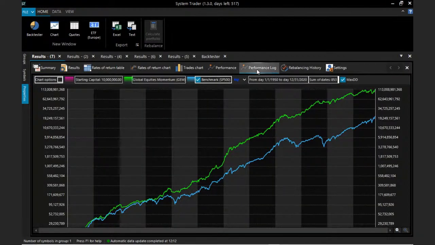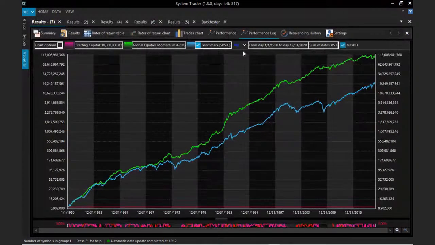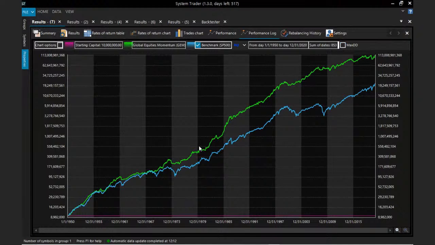If you look at, for example, the equity line, and here, because I have a small screen, I will increase it. The blue line is the S&P 500, and the green line is the global equities momentum. Momentum is a really very well known anomaly on the markets, and it's also widely accepted by academia. So it's not something which just appeared out of the blue. It's a really very reliable strategy, although I would say that it's not that simple.